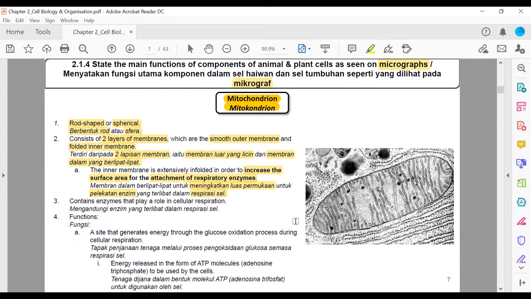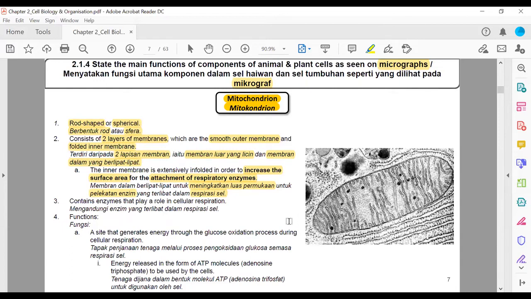Okay. Now, dalam organel ini berlaku satu proses yang dipanggil sebagai cellular respiration. Kita akan tengok di nombor 3 nanti. Dan untuk proses ini berlaku, dia melibatkan enzim. So enzymes are needed for this process. We are going to see that number 3.